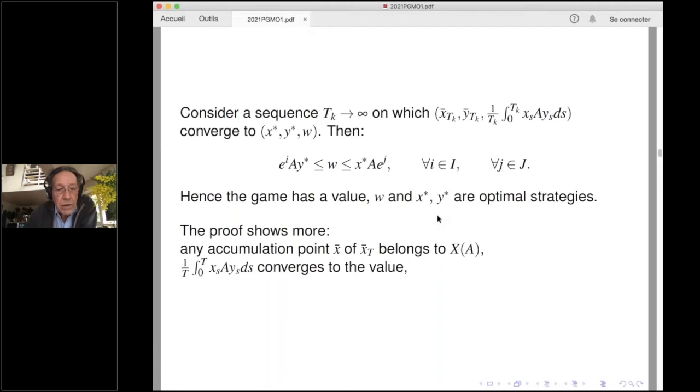Okay? So in fact, the proof shows more. It means that any accumulation point of the average trajectory of the replicator dynamics belongs to the set of optimal strategies of player one, and the average payoff, okay, on the given trajectory, converges to the value.